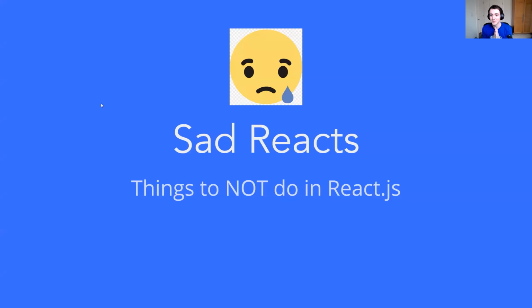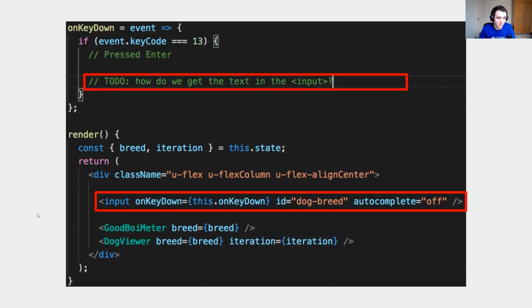Okay, now we're going to jump into a few sad reacts. Oh boy. Sad reacts are things that you do not want to do in React.js. We will be sad if you come to office hours and you have bugs that have to do with these things, because we are explicitly telling you in these lectures that they make us sad. Please do not do these things. Okay, the first one's actually a little bit more complicated, so we won't actually be sad if you do this.